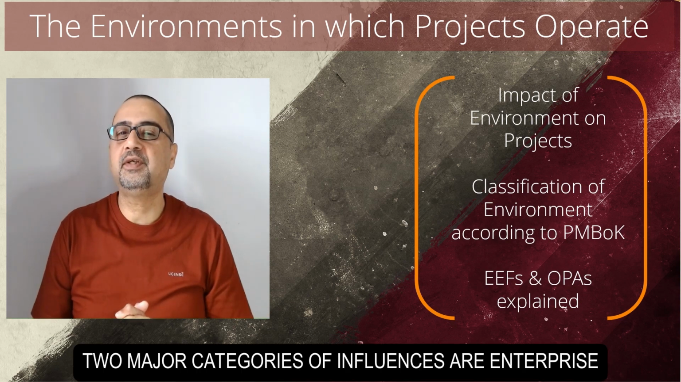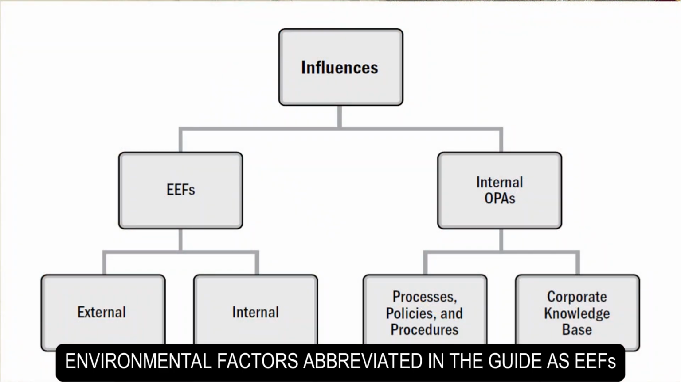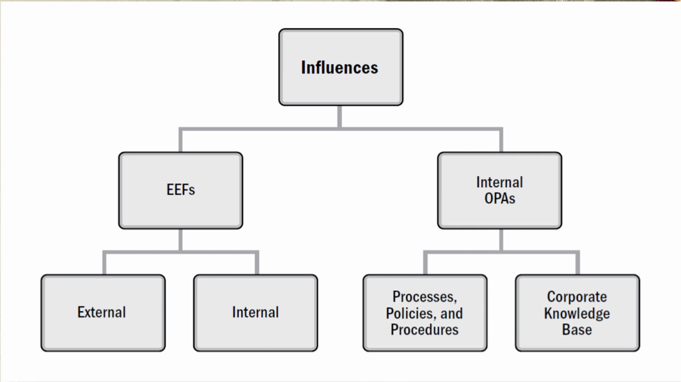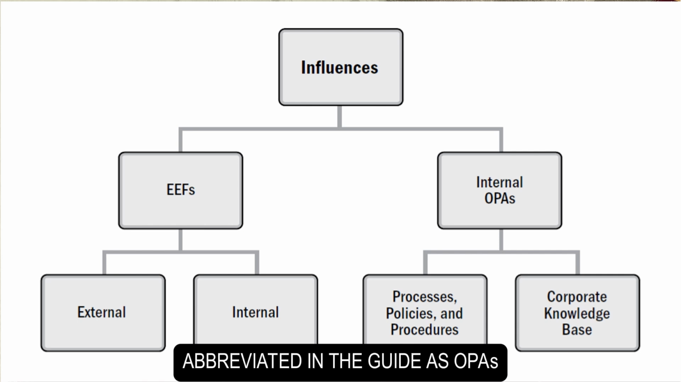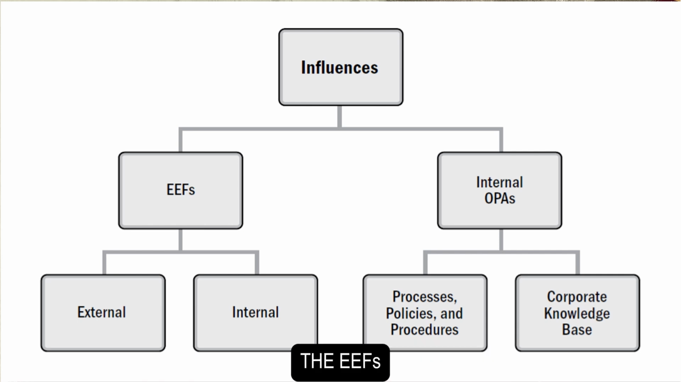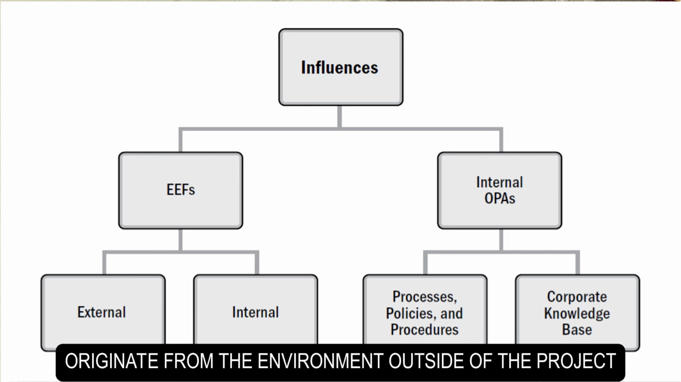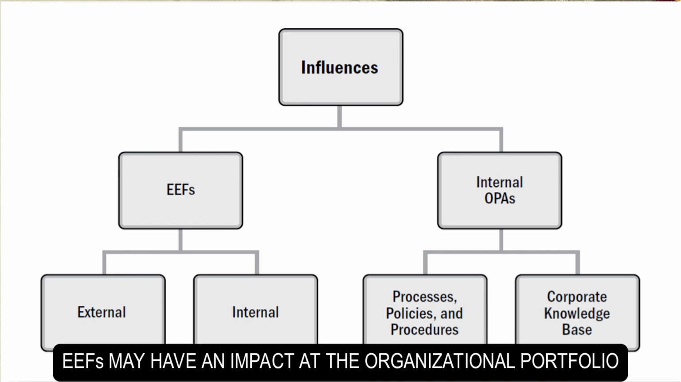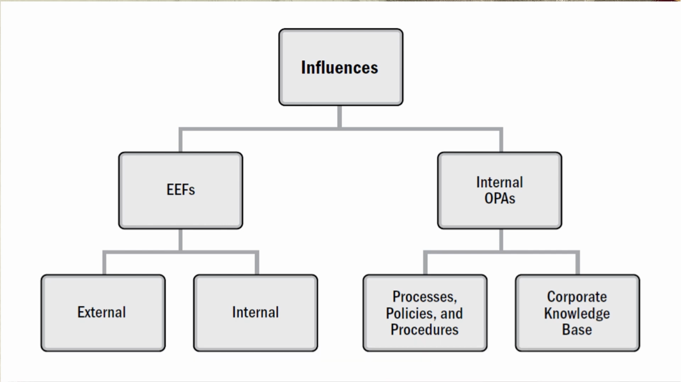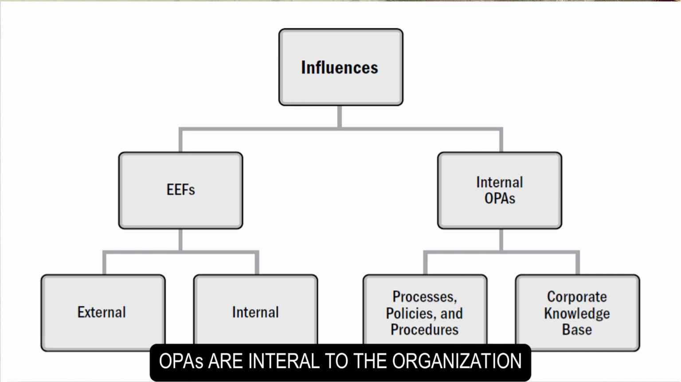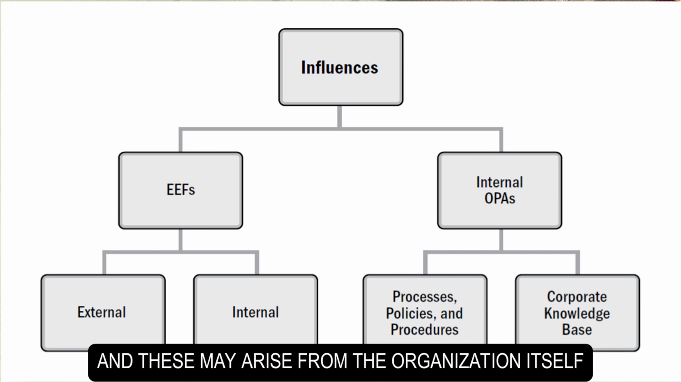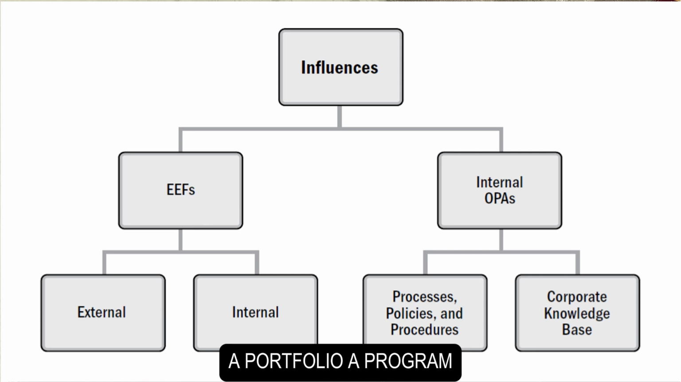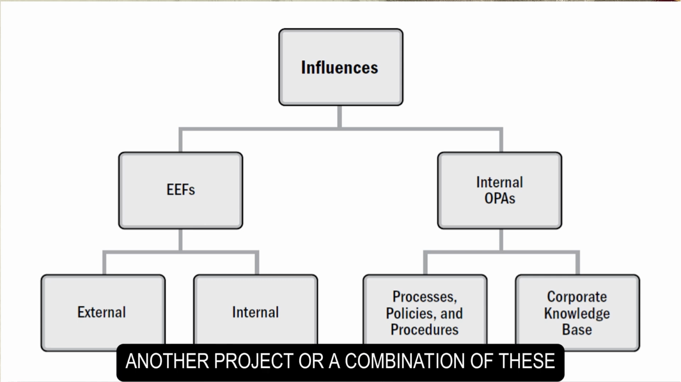Two major categories of influences are enterprise environmental factors, abbreviated in the guide as EEFs, and organizational process assets, abbreviated in the guide as OPAs. The EEFs originate from the environment outside of the project and often outside of the enterprise. EEFs may have an impact at the organizational, portfolio, program, or project level. OPAs are internal to the organization, and these may arise from the organization itself, a portfolio, a program, another project, or a combination of these.